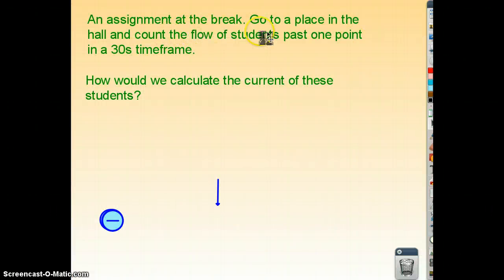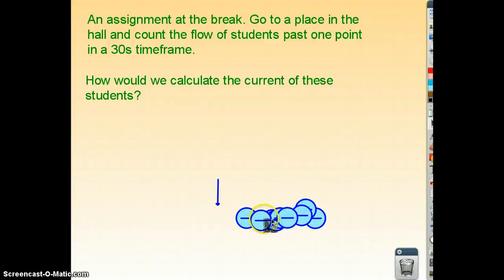So imagine an assignment at break time, and that's to go out to a place in the hallway and count the flow of students past one point in a 30-second time frame. How do we calculate the current of these students? Well, we take perhaps the number of students per time, and maybe we count 1, 2, 3, 4, 5, 6, 7, 8, 9, 10 there. I think it was 10. 10 charges went past that given point, so we would have had 10 in our 30 seconds, a current of 10 divided by 30. That's 1/3 of a student per second.